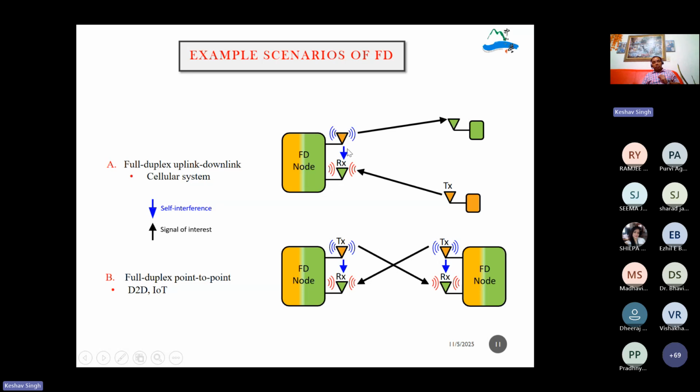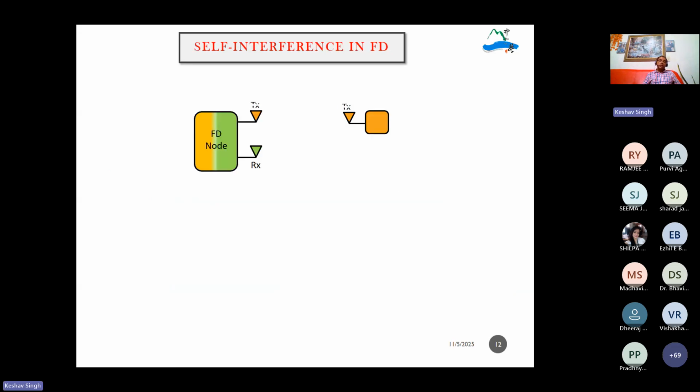Here the path loss will be very small, because the distance between the two antennas is just lambda by 2, or maybe less if you have the best technology. We are in fact trying to accommodate more antennas and reduce this lambda by 2. That's why we are moving toward massive MIMO, where you can reduce the distance between two antennas. So the self-interference signal power will be very high compared to the desired signal, and it's not easy to operate.